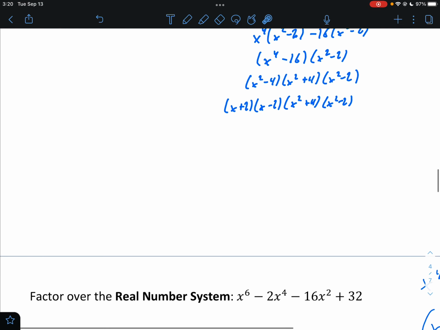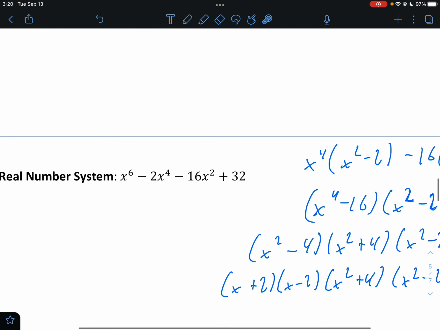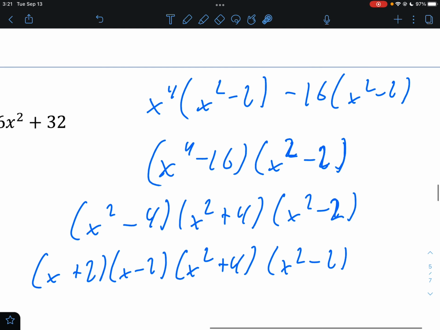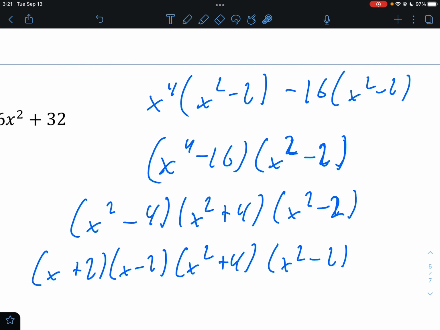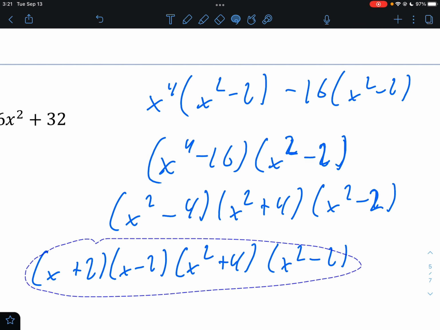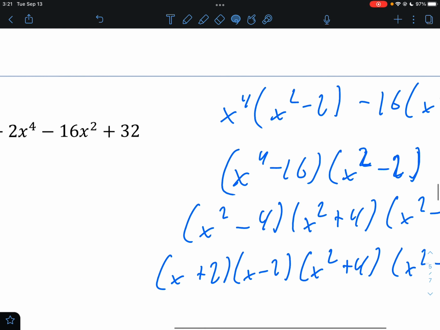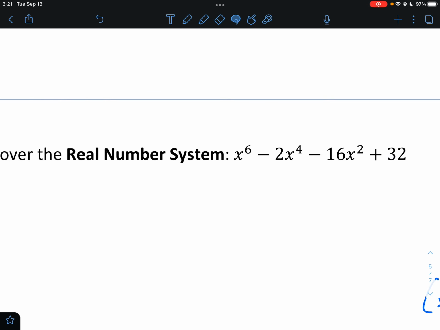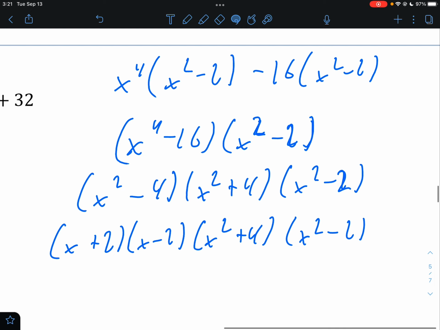The next problem is exactly the same thing, except now we're doing all real numbers. So you can copy and paste this from above. It's the same exact problem, and we are where we were at the end of that last problem, okay? But now it just says factor over the real number system, so they don't have to be rational anymore. As long as they're real, it's okay.